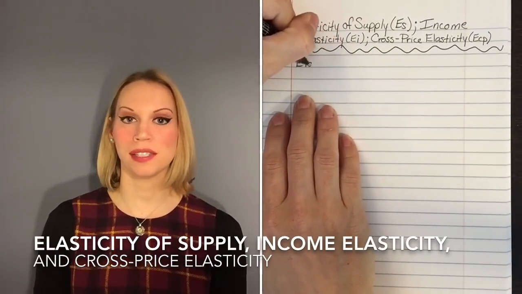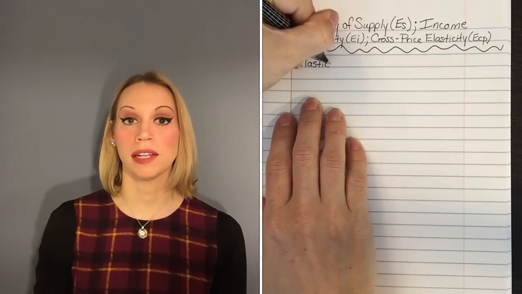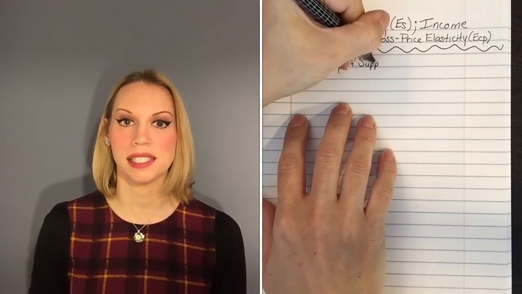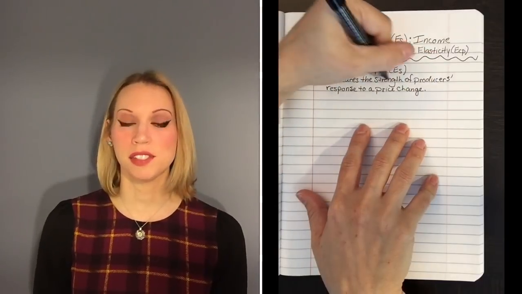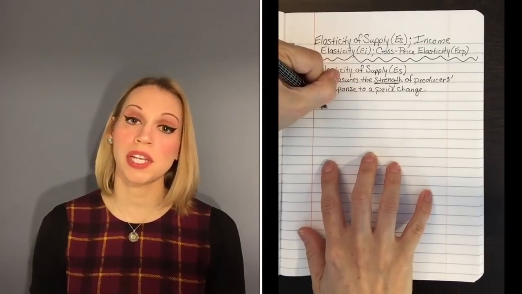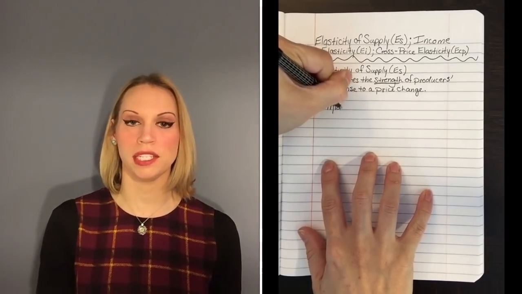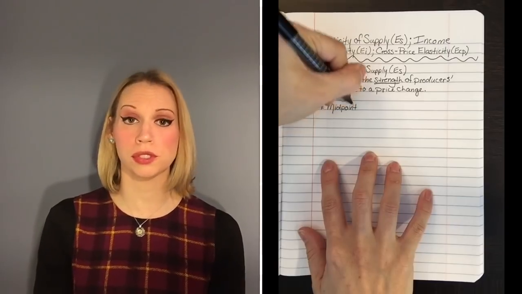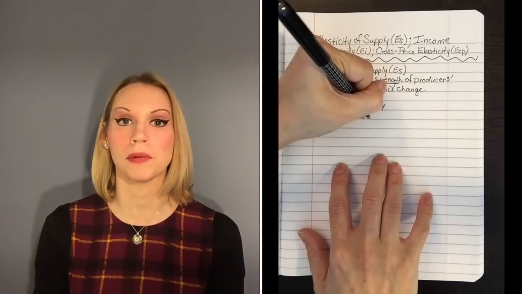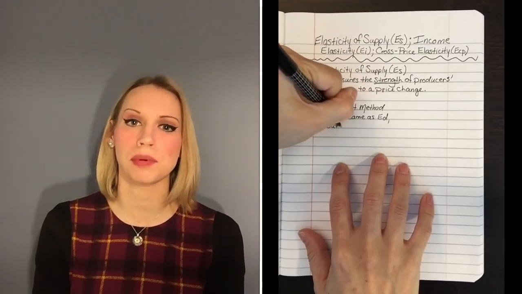Today we're going to finish up our discussion of elasticity. Now let's talk about elasticity of supply, income elasticity, and cross-price elasticity. First off, elasticity of supply is very similar to elasticity of demand, but instead of measuring the strength of consumers' response to a price change, we're measuring the strength of producers' response to a price change. When price goes up, how much does quantity supplied go up? How strongly do producers react to something getting more profitable? Or if the price goes down, how strongly do producers react to something becoming less profitable?